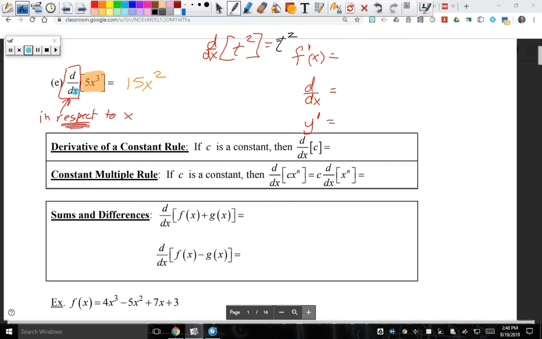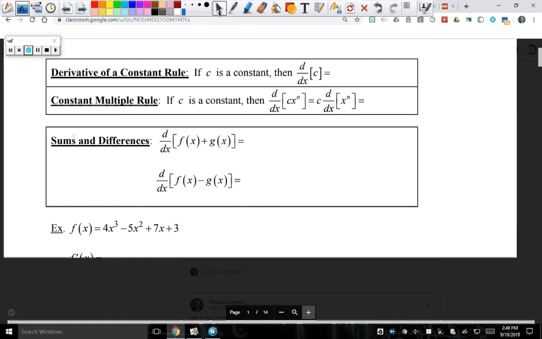You can't derive it per se. This would have to be what letter? t. That means you're basically giving t the respect that it deserves. And now when you derive it, what would t squared end up becoming? 2t. 2t. Perfect. Okay? Alright, here we go.